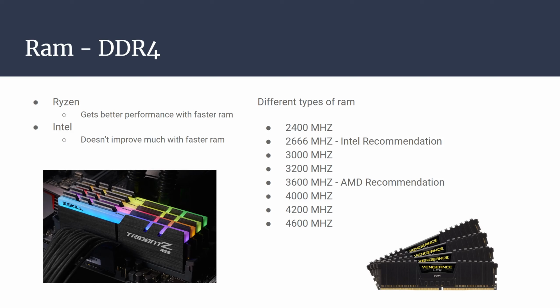So let's talk about what we can and what we know now. Ryzen gets better performance with faster RAM. So they're determined on the hertz, as I said before. Intel does not improve much with faster RAM. Ryzen's CPUs use something called Infinity Fabric.